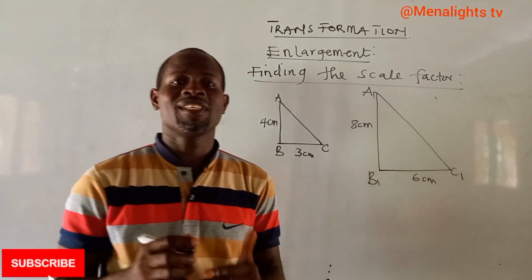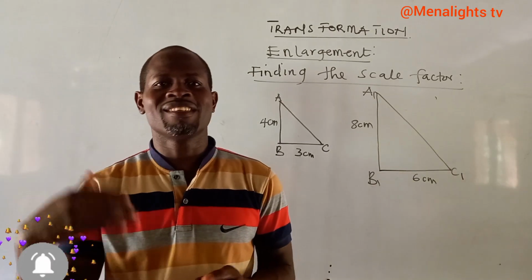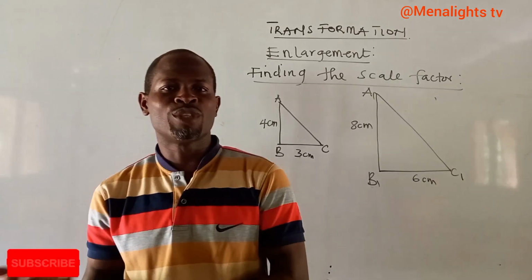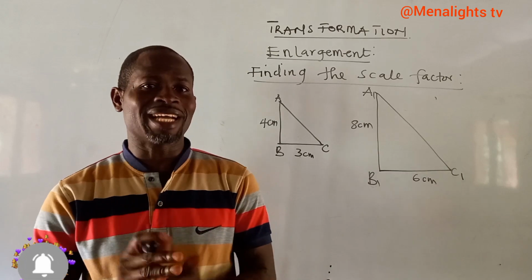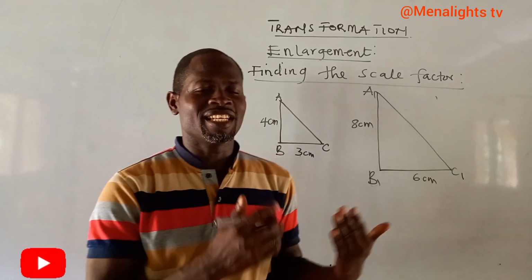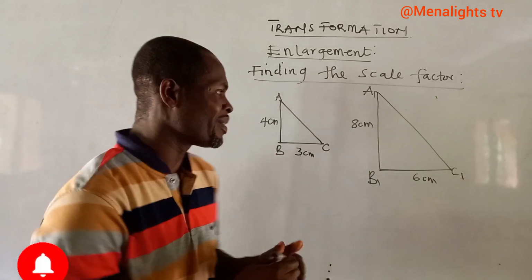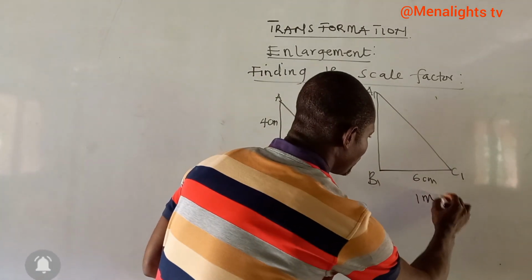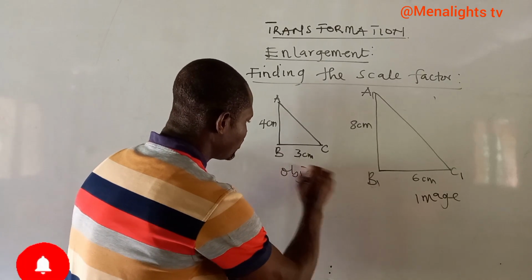So most of the time, the images we have are A1, B1, C1, or A2, B2, C2. Whenever you see A1, B1, C1, you have to know that that is the image. And the one with A, B, and C, that is the object. So from here you can see that this is our image and this is our object.